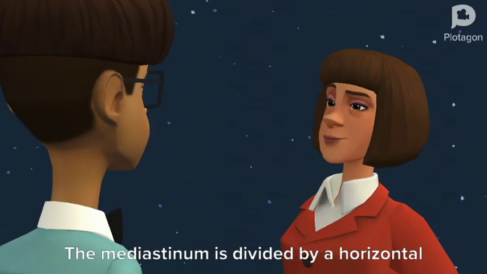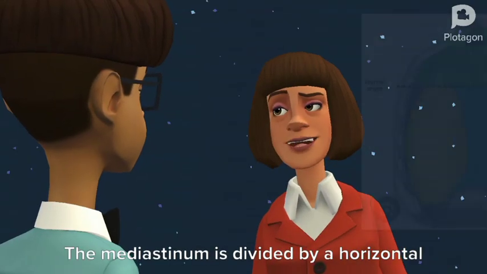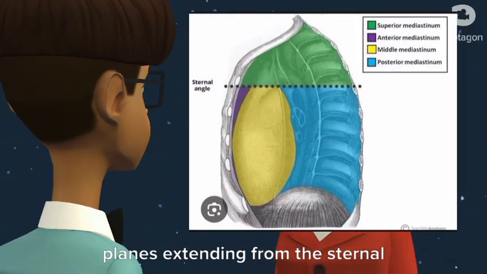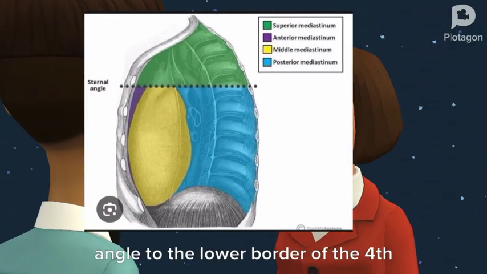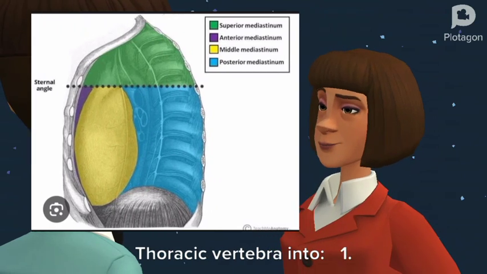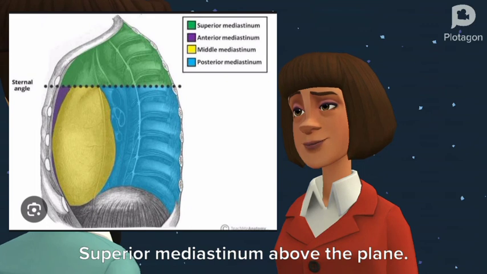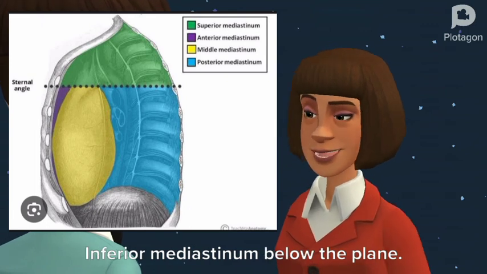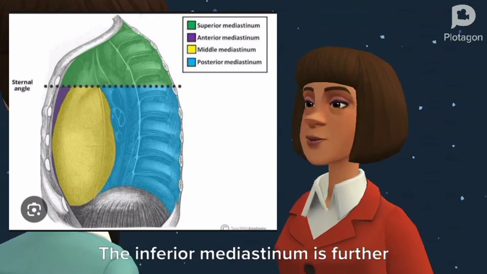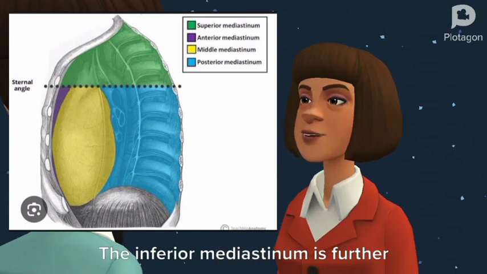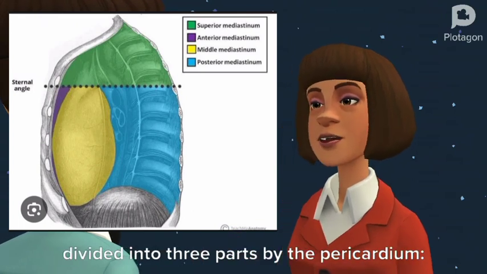Divisions. The mediastinum is divided by a horizontal plane extending from the sternal angle to the lower border of the fourth thoracic vertebra into: 1. Superior mediastinum, above the plane. 2. Inferior mediastinum, below the plane. The inferior mediastinum is further divided into 3 parts by the pericardium.